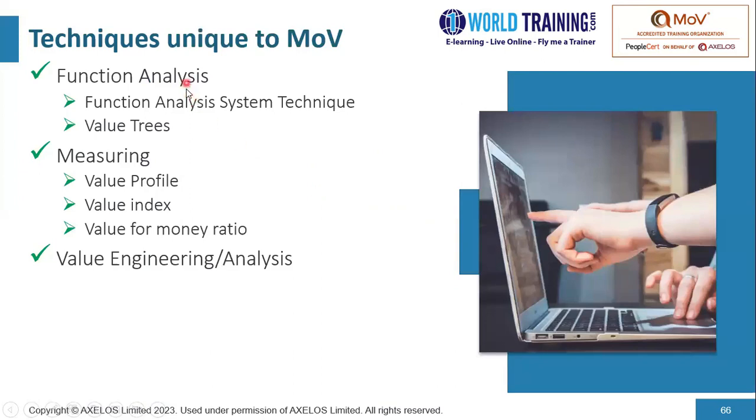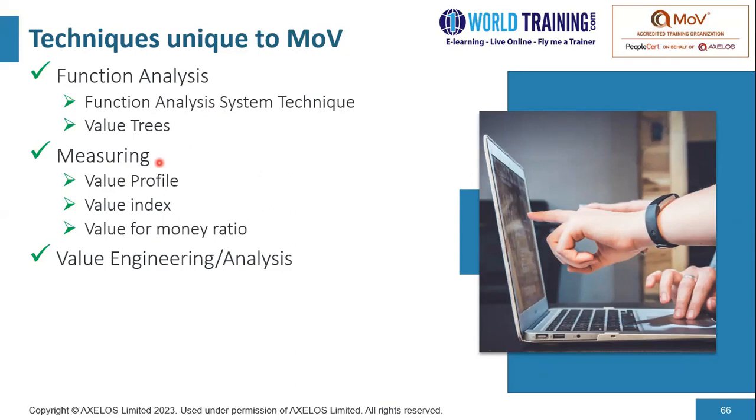So the techniques that we're going to cover, which are unique to MoV, are function analysis. There's an acronym that we would encounter in this module, FAST, Function Analysis System Technique. There are different function analysis techniques. We're going to look into them. And one of the types of function analysis is a value tree analysis. So we'll look into an example of these two techniques.